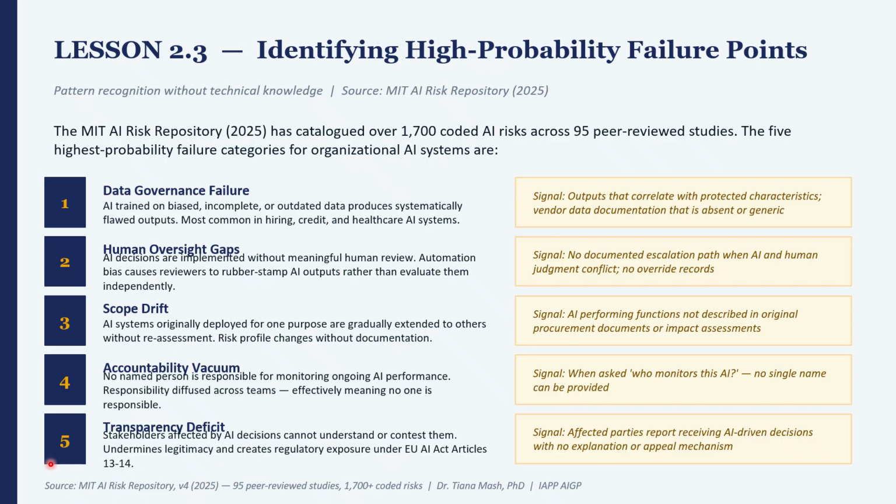Transparency deficits. Stakeholders affected by AI decisions cannot understand or consent to them. People receiving AI-driven decisions report having no explanation and no appeal mechanism. This is both an ethical failure and, under the European Union AI Act, a legal one. If you look up the Act, Articles 13 and 14 require high-risk AI systems to provide specific due diligence and meaningful transparency to affected individuals. You have to provide an explanation. And when someone says, no, I don't, yes, you do.